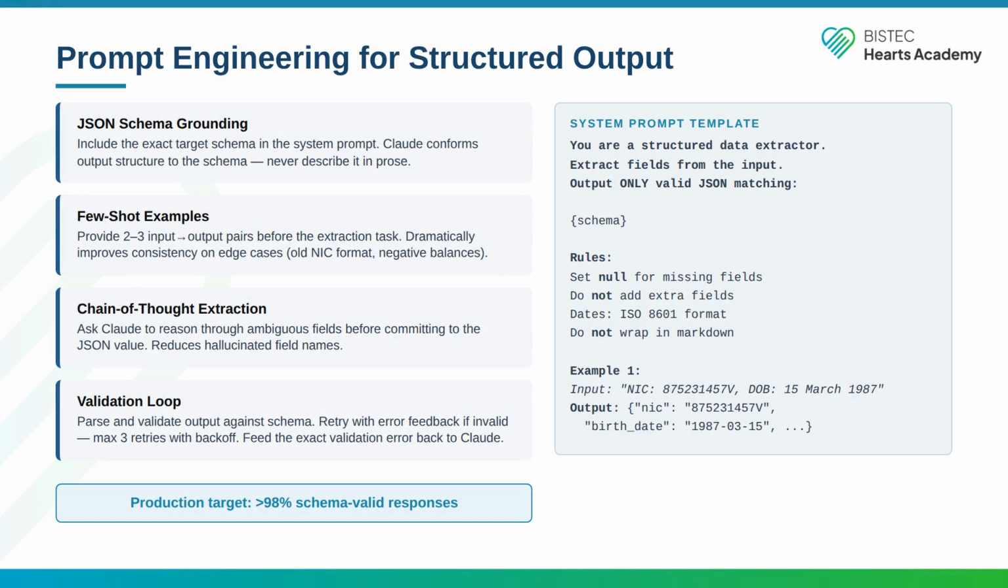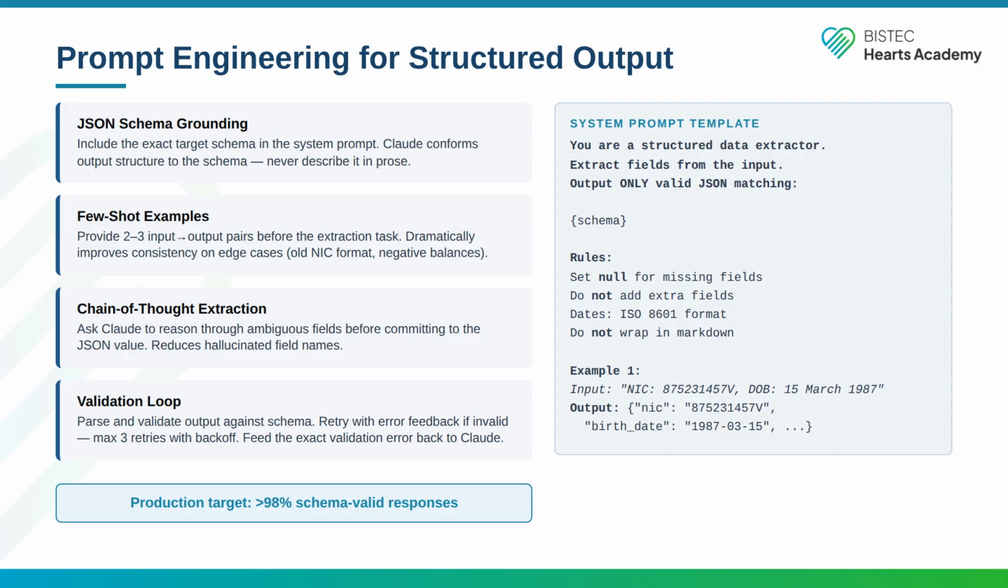Reliable structured output is what separates a proof of concept extraction pipeline from a production system. There are 4 techniques that combined reliably achieve over 98% schema valid responses. JSON schema grounding is the most impactful single change you can make. Include the exact JSON schema object in your system prompt, not a description of the schema, but the literal object.